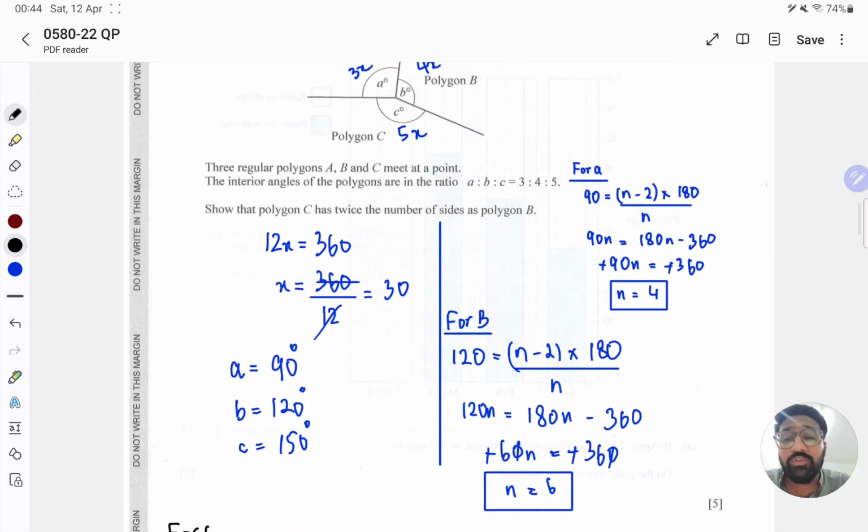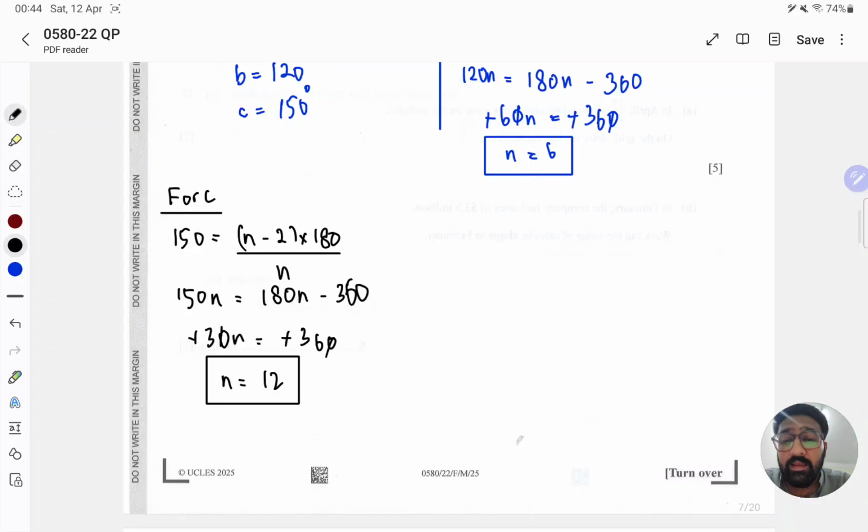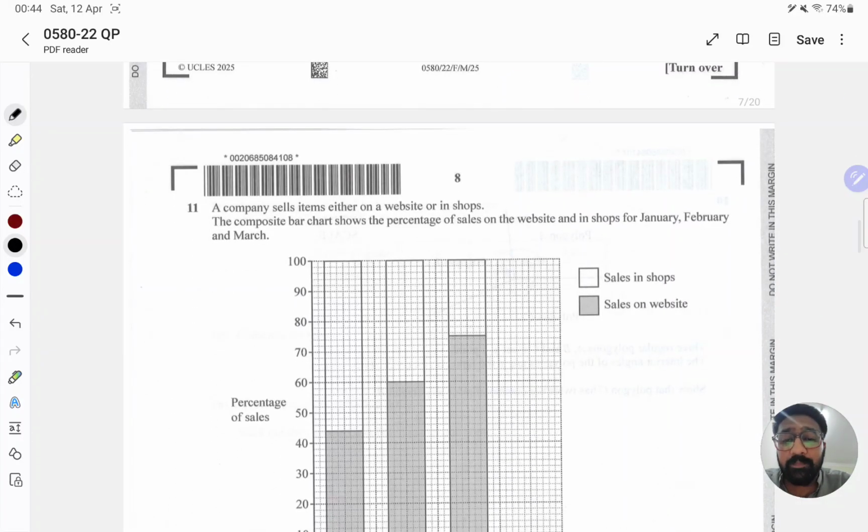So we were supposed to show that the polygon C has twice the number of sides as B. So B has 6 sides and C has 12 sides.